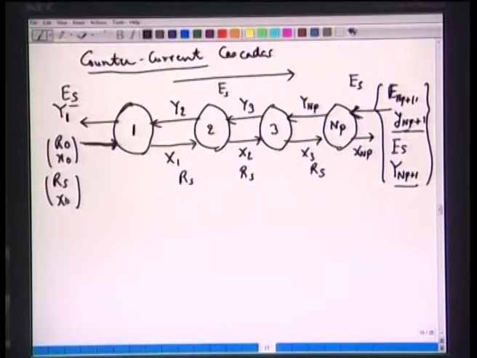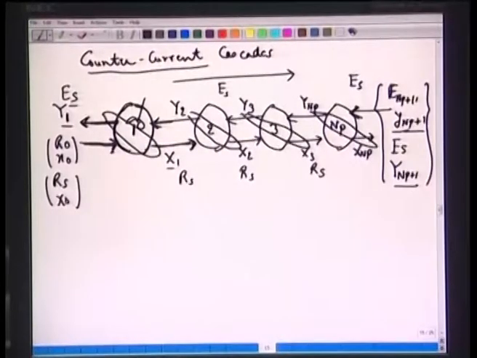Now, let us look at stage 1. Two streams are entering here with the compositions x0 and y2, and two streams are leaving here, y1 and x1. If we assume that it is an ideal stage, uniform mixing, and they have spent infinite time, then these two streams will be in equilibrium. That means x1 and y1 can be marked on this equilibrium curve. Similarly, y2 and x2 will be in equilibrium, y3 and x3 will be in equilibrium, and yNP and xNP will be in equilibrium.